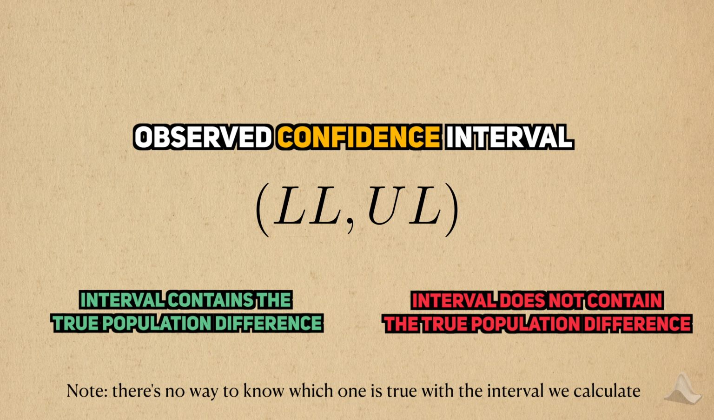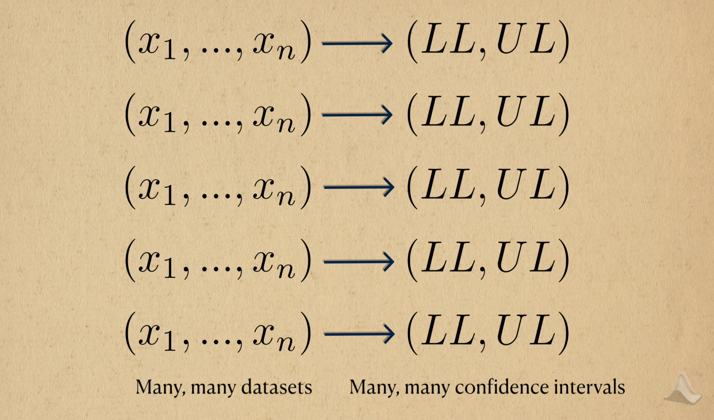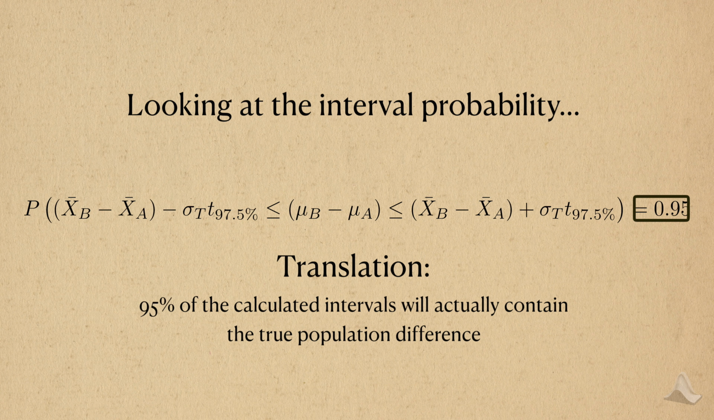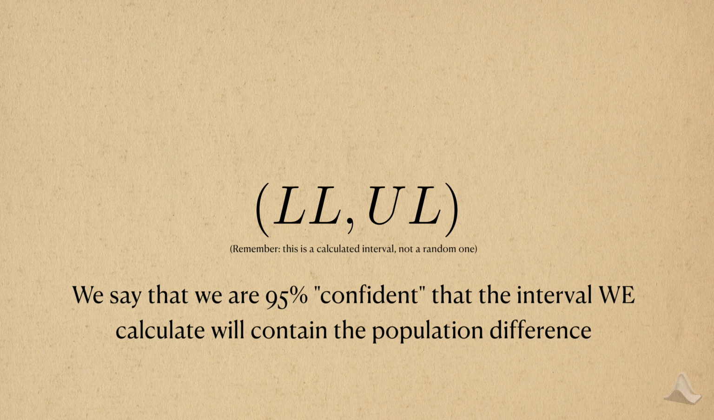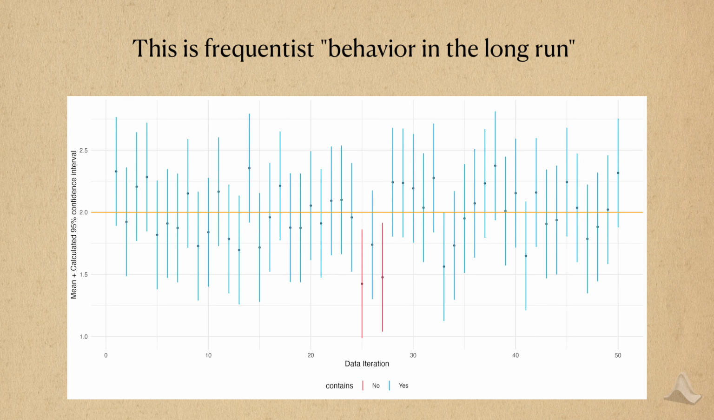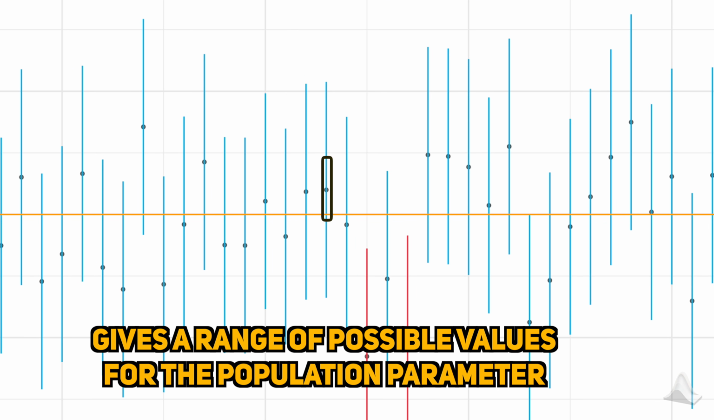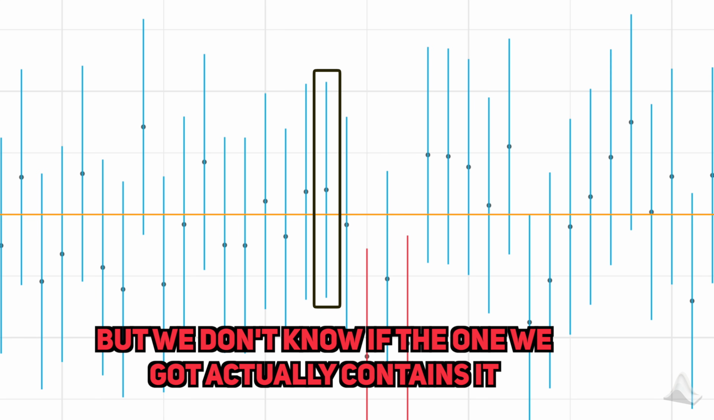To understand what confidence means, we have to calculate many confidence intervals from many data sets. According to this statement, 95% of the intervals we create will actually contain the population difference. Therefore, we are 95% confident that our interval will contain the parameter of interest. This idea of collecting many data sets and making many intervals is what frequentists sometimes call behavior in the long run. They're useful because they constrain the range of possible values, but they're also not useful because we can't know if our interval actually contains it or not.